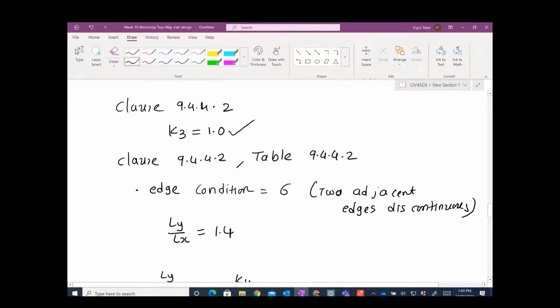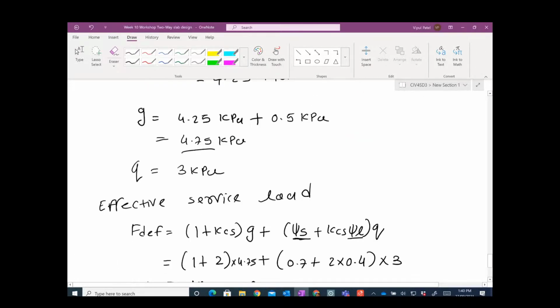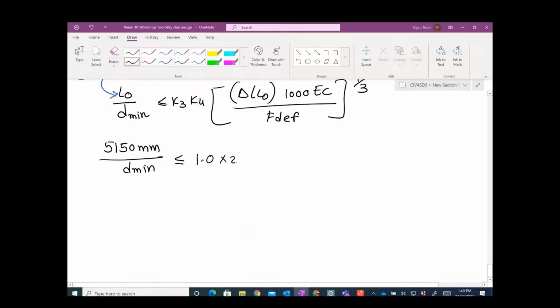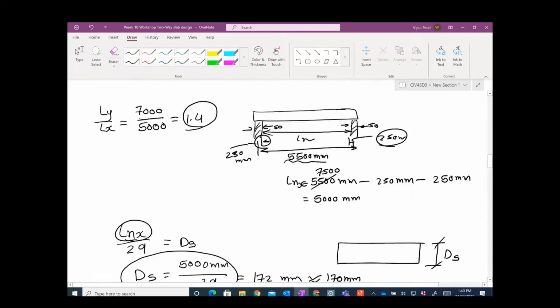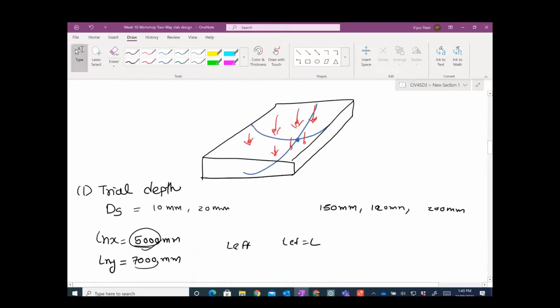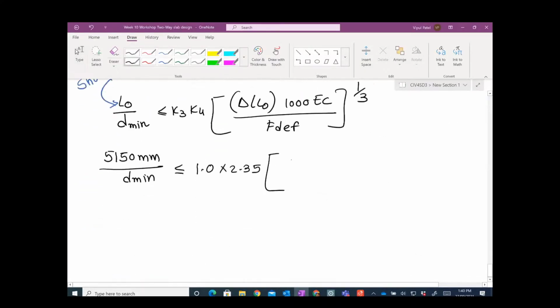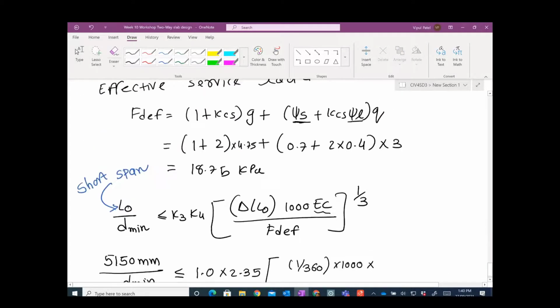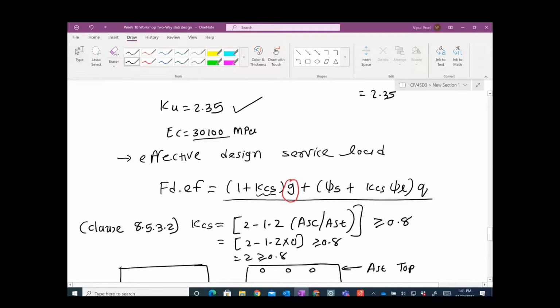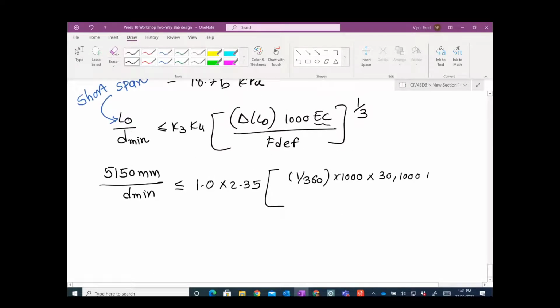K3 equal to 1. Let's read the K3 at the same time. K4 is 2.35. K3 equal to 1 and K4 was 2.35, unitless. Delta over L0, that is the deflection limit that is given, that our slab should not deflect that much, is 1 over 360. That is 1 over 360 times 1000, and the Young's modulus of the concrete given in our example, which we also noted here, is 30,100 megapascals.